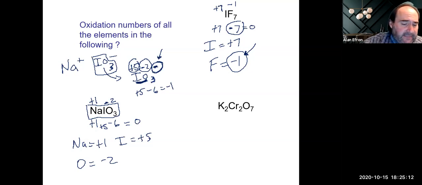This is potassium dichromate, I think they call that. Again, starting with oxygen, that is going to be -2. That is 7 of them. That's a lot of math there. That is -14. On the other side, we got potassium, which is group 1. So that is +1. There's 2 of them, gives me a +2. Overall charge here is going to be 0.